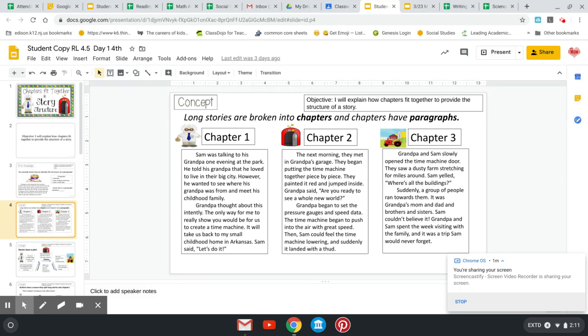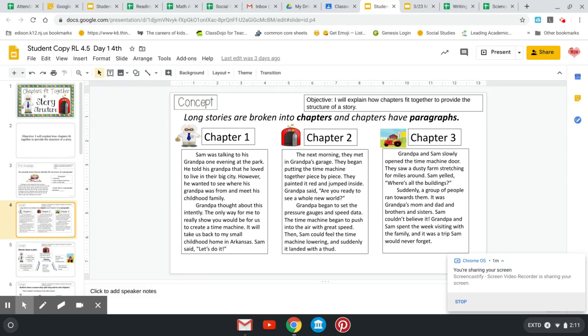Chapter 2. The next morning, they met in Grandpa's garage. They began putting the time machine together piece by piece. They painted it red, jumped inside. Grandpa said, "Are you ready to see a whole new world?" Grandpa began to set the pressure gauges and speed data. The time machine began to push into the air with great speed. Then Sam could feel the time machine lowering, and suddenly it landed with a thud.